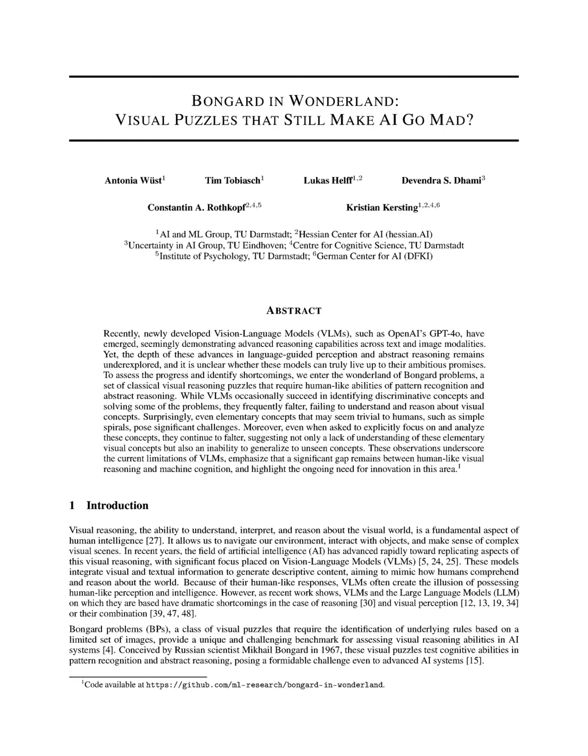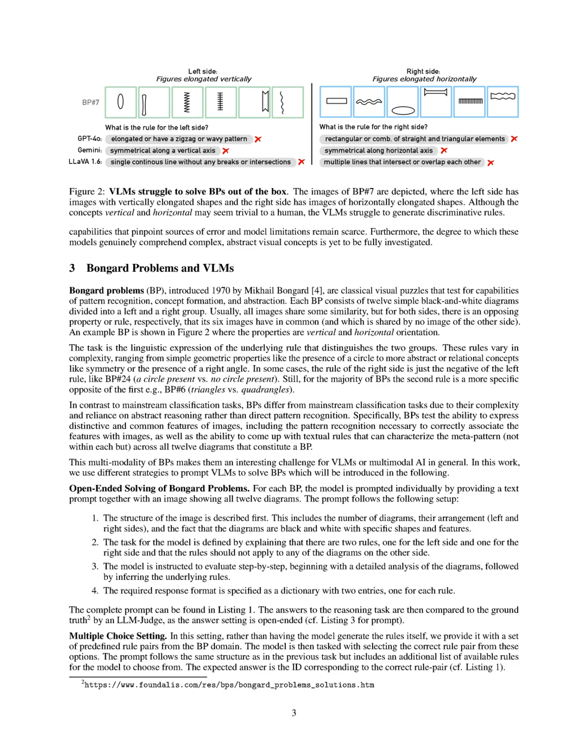The proposed method for evaluating vision language models, VLMs, on Bongard problems, BPs, involves two main settings, open-ended solving and multiple-choice selection. In the open-ended setting, each BP is presented to the model with a detailed text prompt that describes the structure of the image, including the arrangement of diagrams and the task of identifying two distinct rules, one for each side of the BP. The model is instructed to analyze the diagrams step by step and infer the underlying rules, with the expected response format being a dictionary containing the two identified rules.